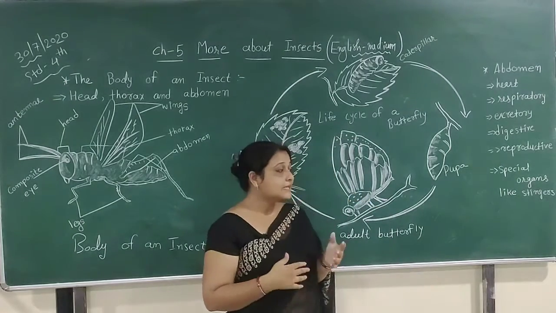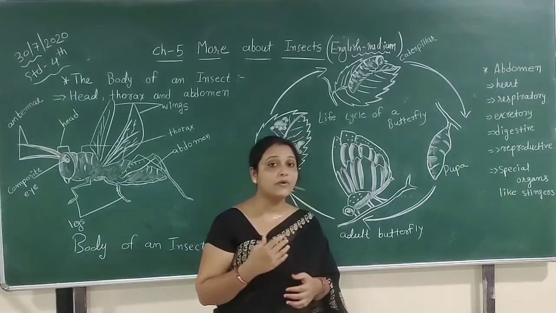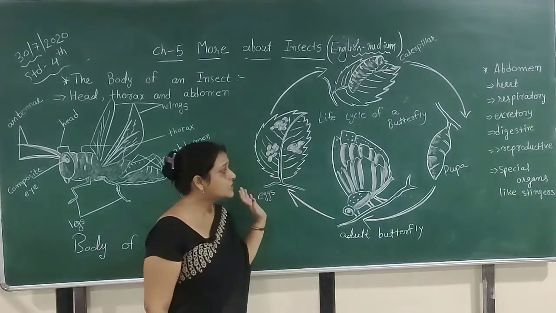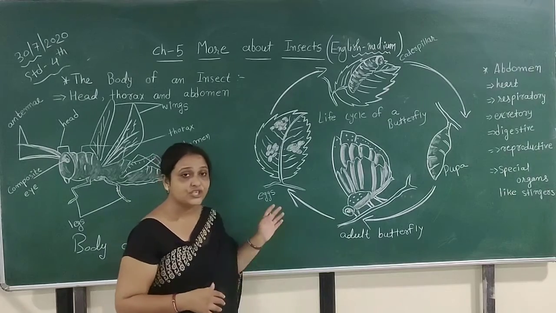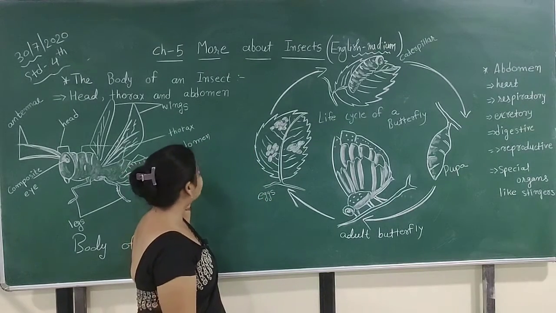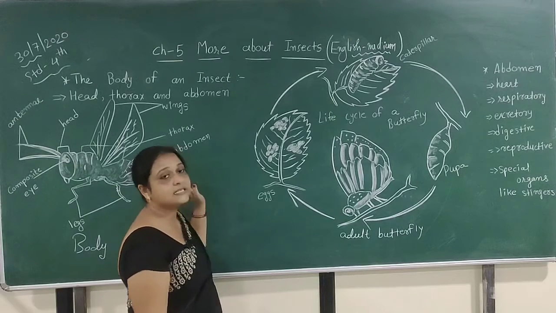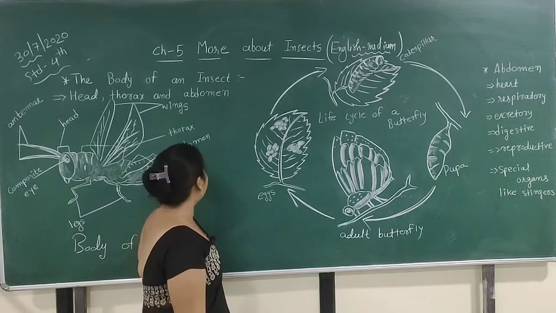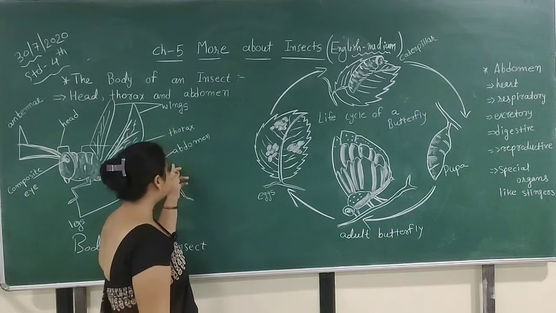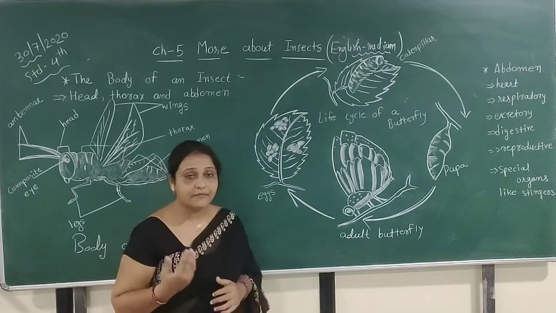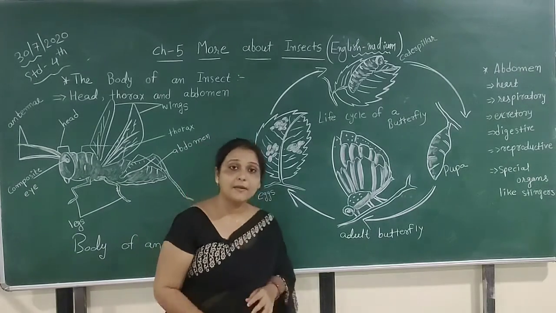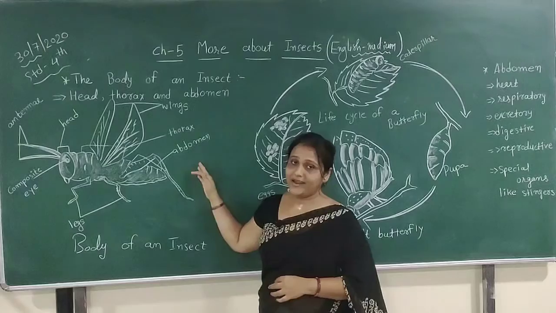In the abdomen you can see different functions available. They also have special organs like stingers in the abdomen. They have the heart, then the respiratory system, then the excretory system, then the digestive system, then the reproductive system, and then special organs like stingers in the abdomen.